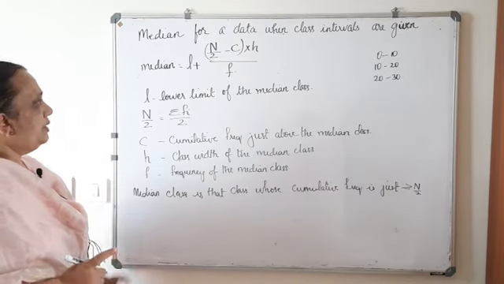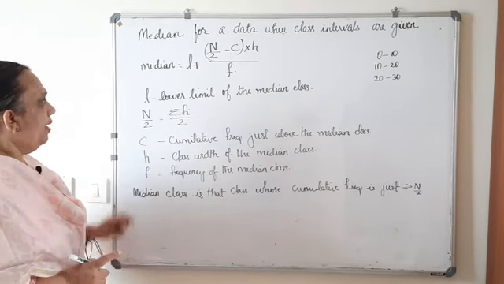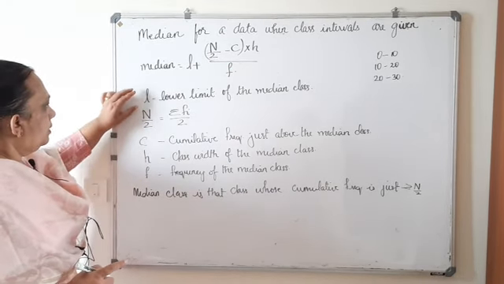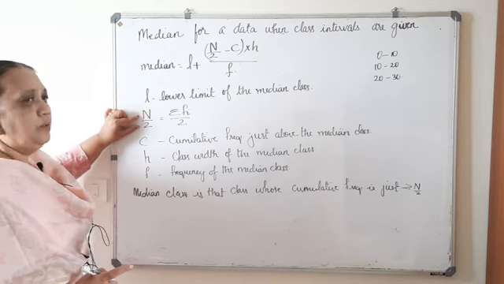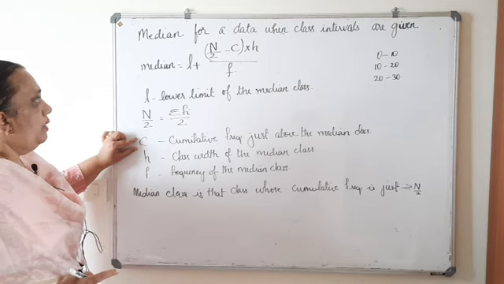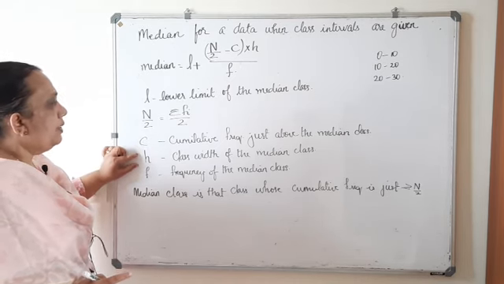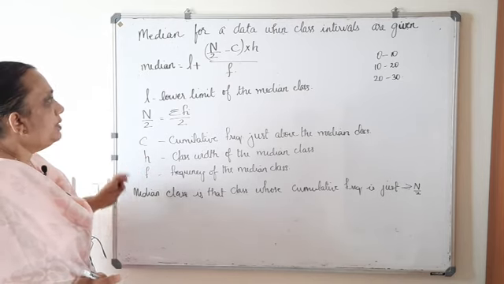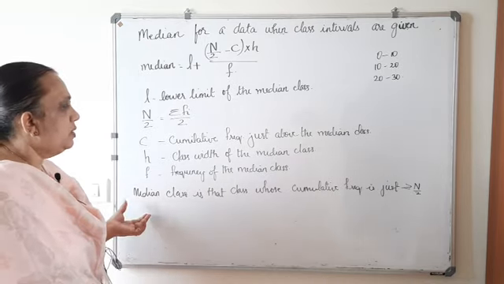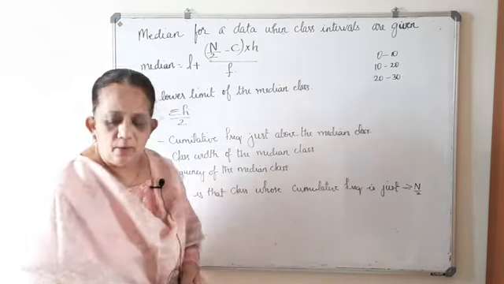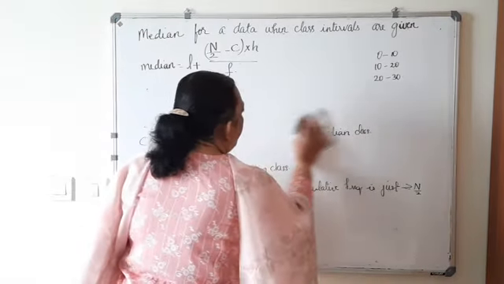Median is calculated using the rule L plus (N by 2 minus C) into H divided by F. And I have given what the notations stand for. L, lower limit of the median class. N by 2, sum of the frequencies divided by 2. C, cumulative frequency just above the median class. H, class width of the median class. F, frequency of the median class. And what is the median class? Median class is that class whose cumulative frequency is just greater than or equal to N by 2. Now, we will discuss problems based on this.